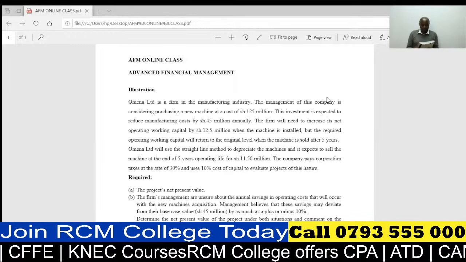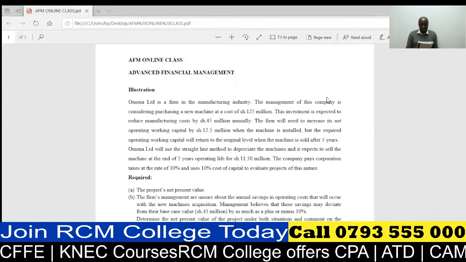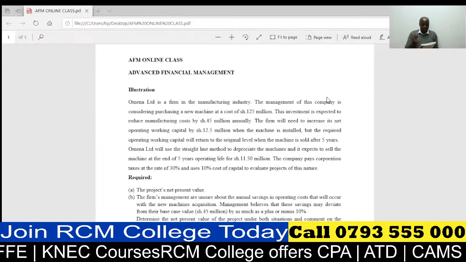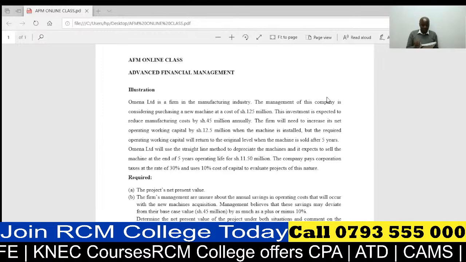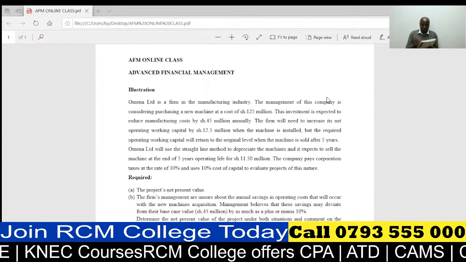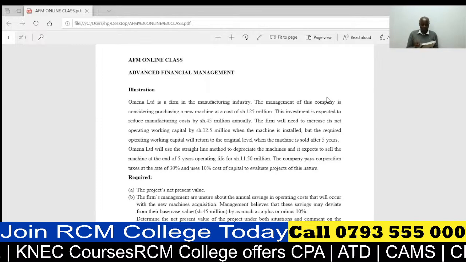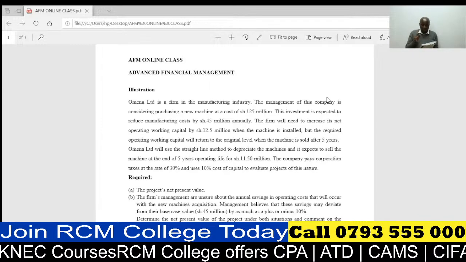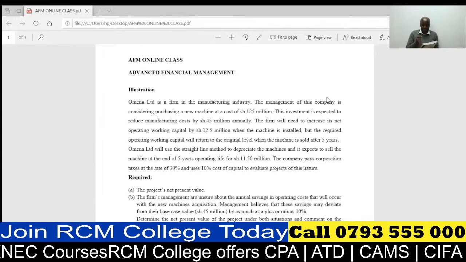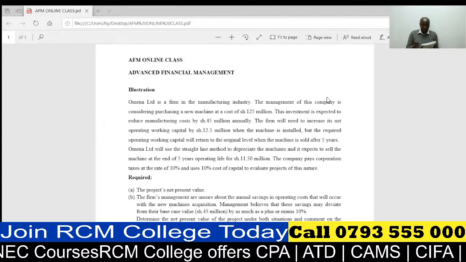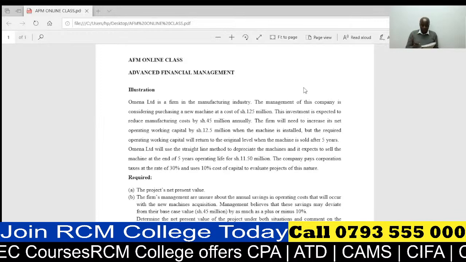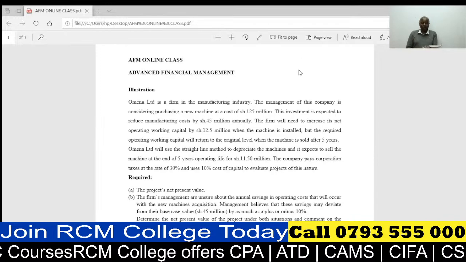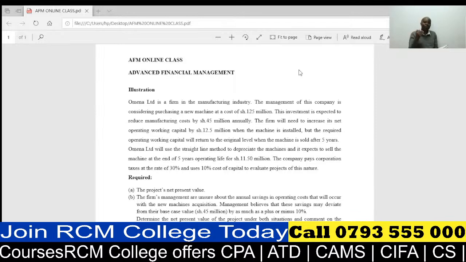The company pays corporation tax at the rate of 30% and uses a 10% cost of capital to evaluate projects of this nature. Required: A, the project's net present value, and B, the management are unsure about the annual savings in operating costs that will occur with the new machine's acquisition. Management believes that these savings may deviate from their base case value of shillings 45 million by as much as plus or minus 10%. Determine the net present value of the project under both situations and comment on the sensitivity of this particular variable. Ladies and gentlemen, this is a straightforward question.